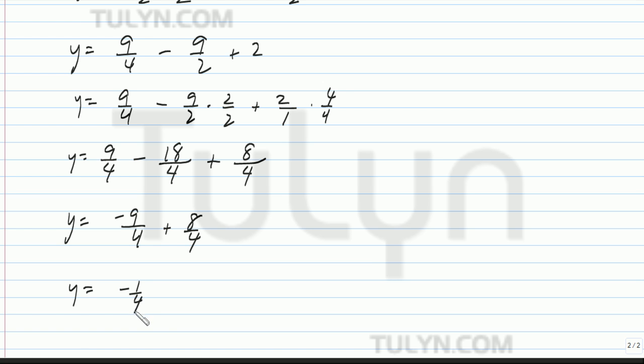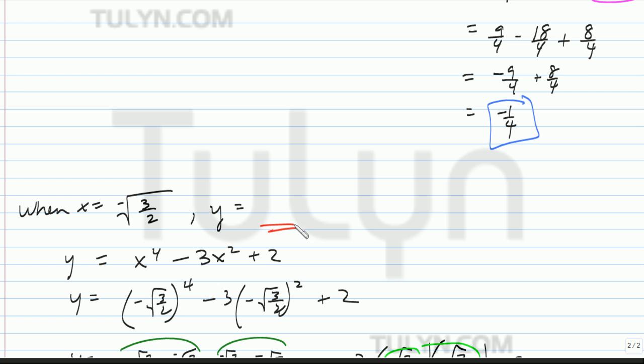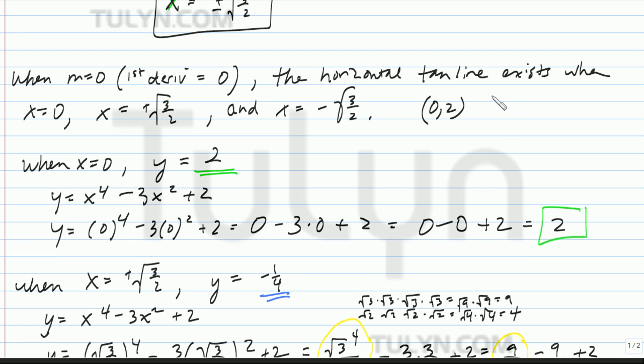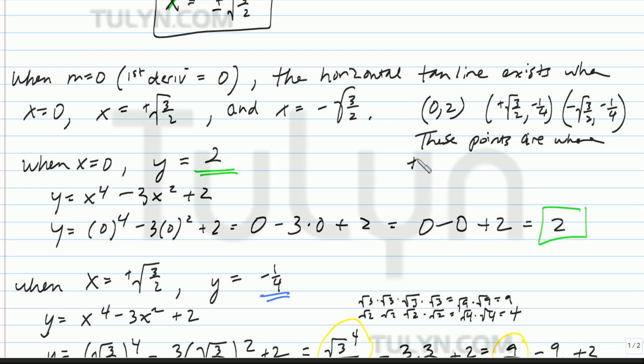And y equals negative 1 fourth. So then right here, another point will be positive radical 3 halves, negative 1/4, and negative radical 3 halves, and negative 1/4. So these points are where the function has a horizontal tangent line.